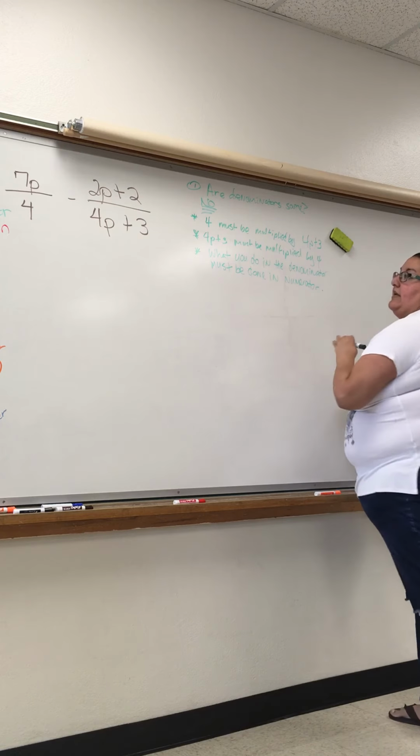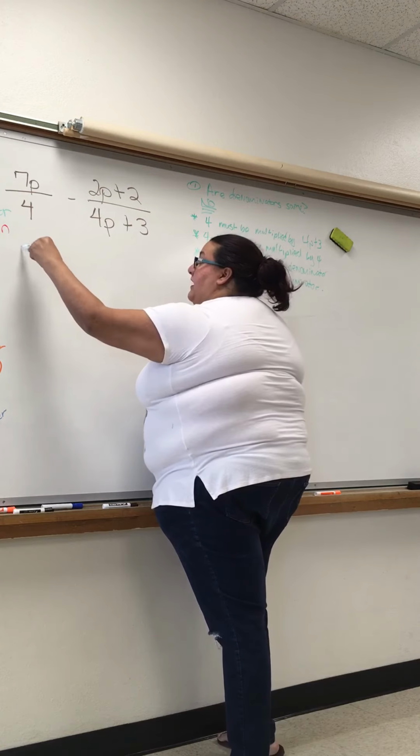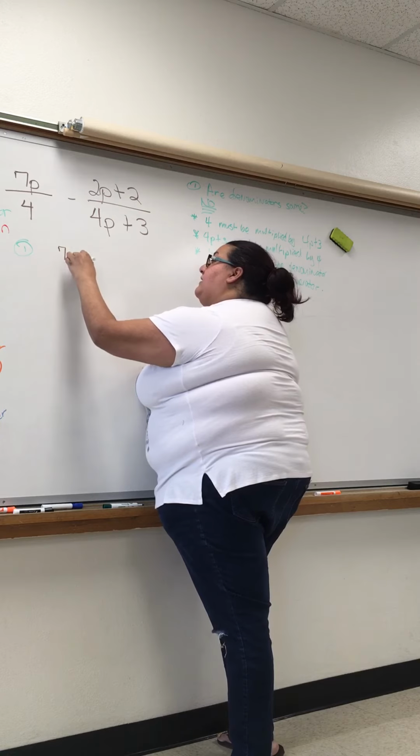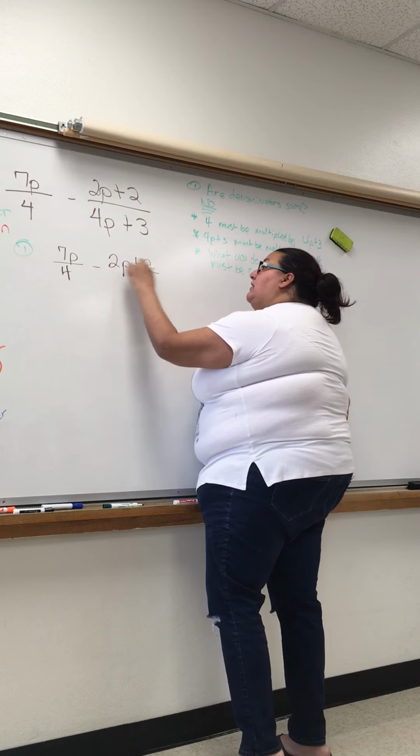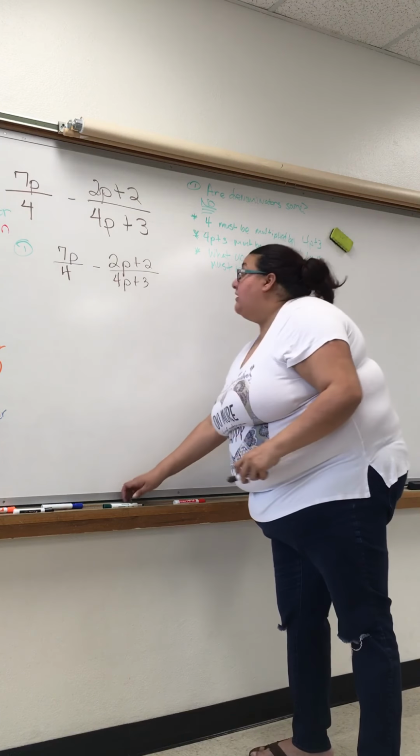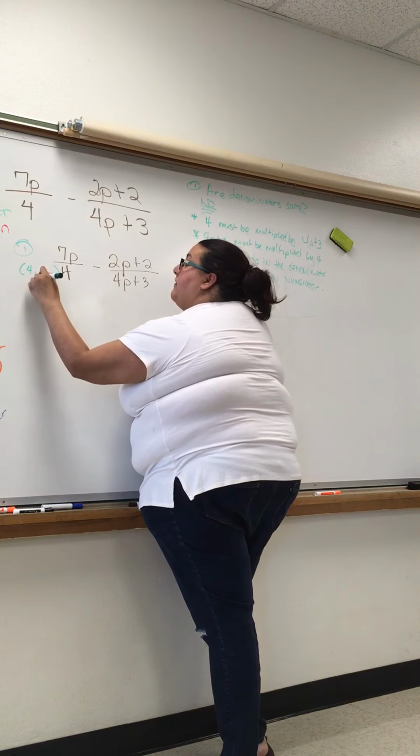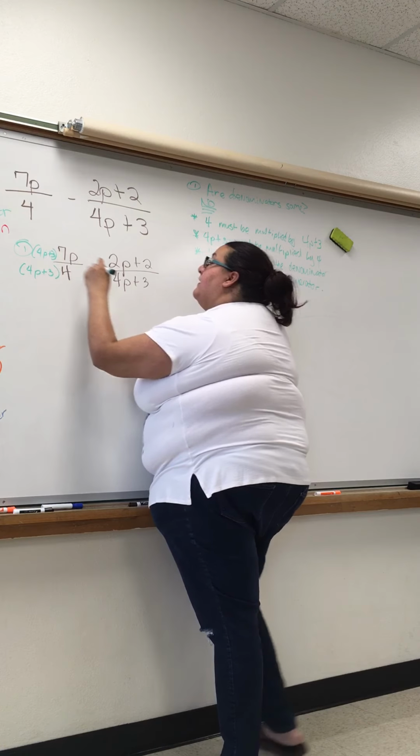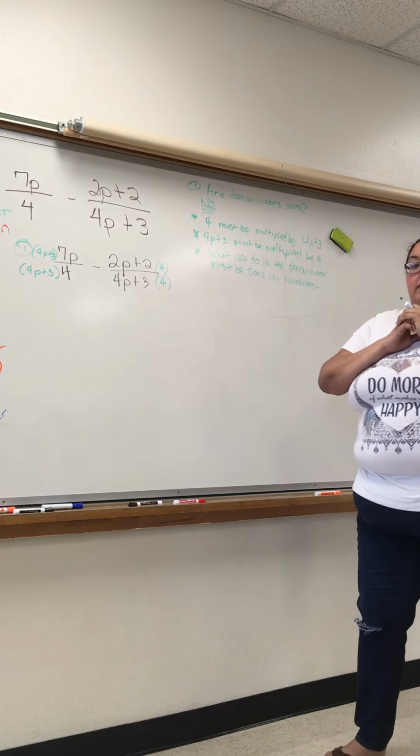All right, so let's go ahead and get this one started. So I'm going to go ahead and rewrite this as number 1. Let me put this down really quick. Give me 1 second. 7p divided by 4. Right, so I'm going to multiply this left side by 4p plus 3, and this by 4p plus 3. And then this is going to be times 4 and times 4.